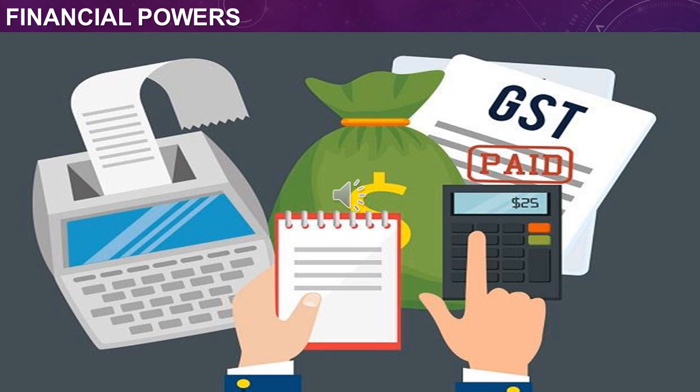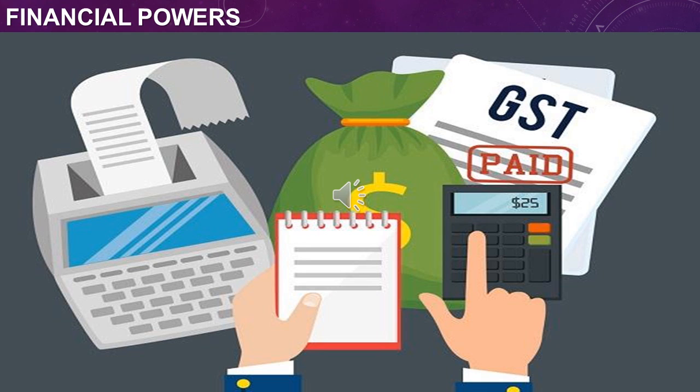Then financial power. The legislature controls the finance of the state. The lower house enjoys greater power than the upper house in money matters. That is, the legislative assembly enjoys more power than the legislative council. Money bills can be introduced only in the lower house, the assembly.